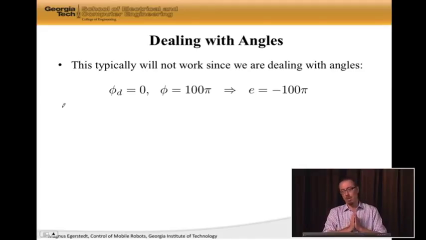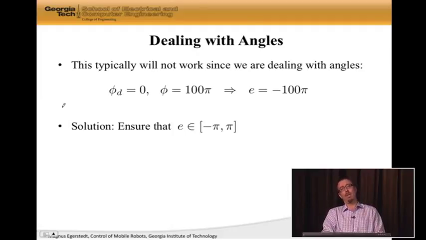And in fact, angles are rather peculiar beasts, and we need to be careful dealing with them. There are famous robotic crashes that have been caused by this, where the robot starts spinning like crazy, even though it shouldn't, because it thinks it's 200 pi off instead of 0 radians off. So what do we do about it? Well, the solution is to ensure that the error is always between minus pi and pi. So minus 100 pi, well, that's the same thing as 0. So we need to ensure that we're staying within minus pi and pi. And there is a really easy way of doing that.